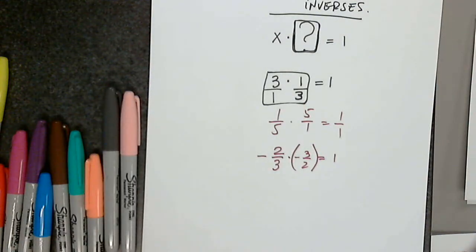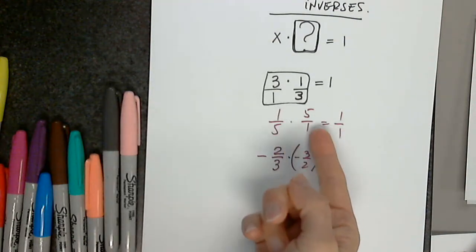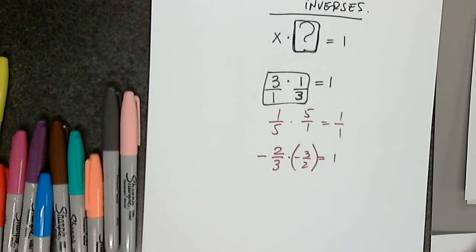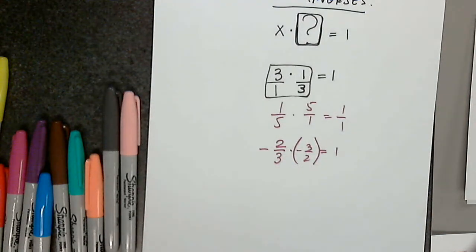Multiplicative inverses. Why? Their product is 1. 1/5 and 5 over 1, they are multiplicative inverses. Why? Their product is 1. Negative 2/3 and negative 3/2, they are multiplicative inverses. Why? Because their product is 1.